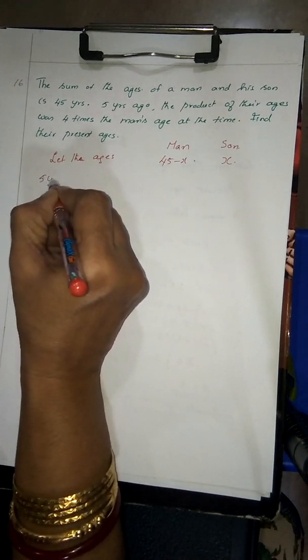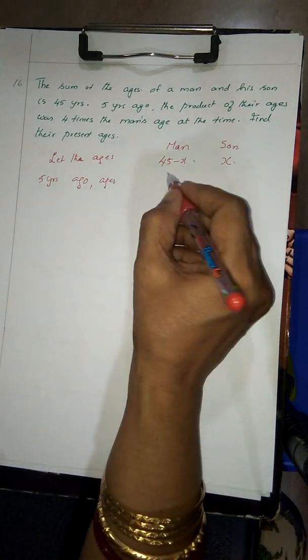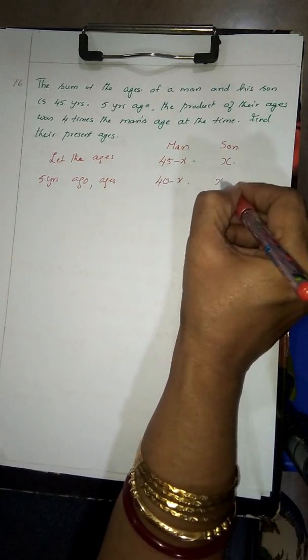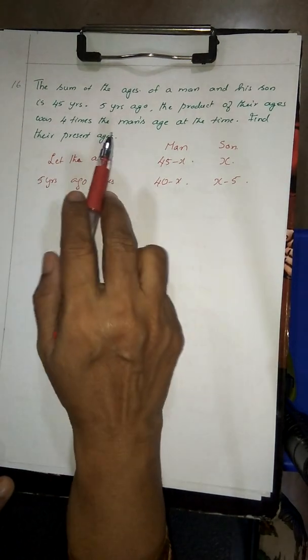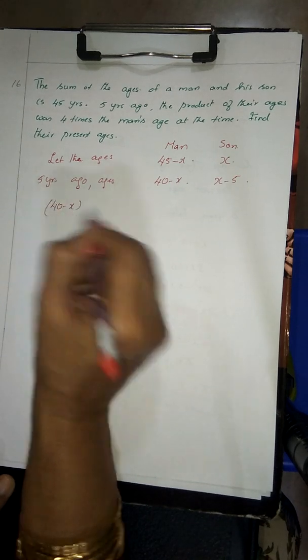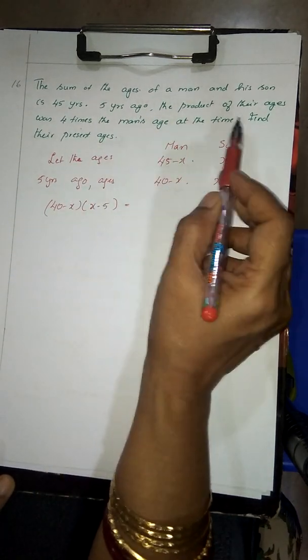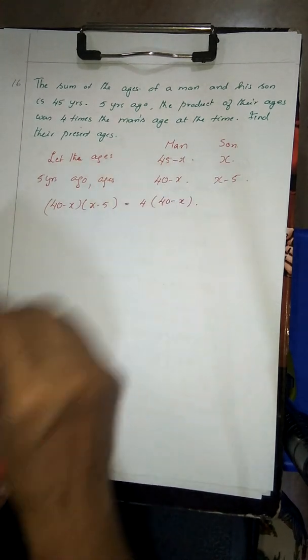Now 5 years ago, the ages will be 45 minus x minus 5, so that will become 40 minus x, and the son's will become x minus 5. Now it is given that 5 years ago the product of their ages, so 40 minus x into x minus 5, is equal to 4 times the man's age at that time. So it is 4 into 40 minus x.